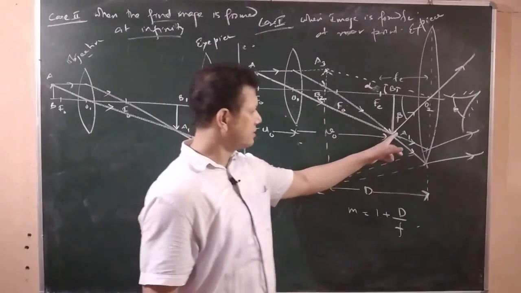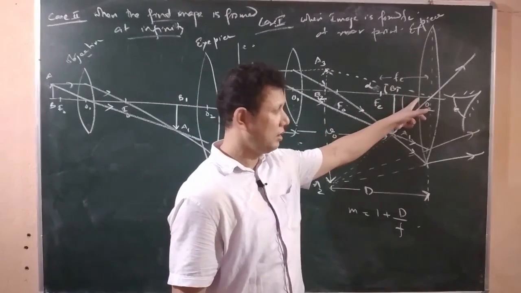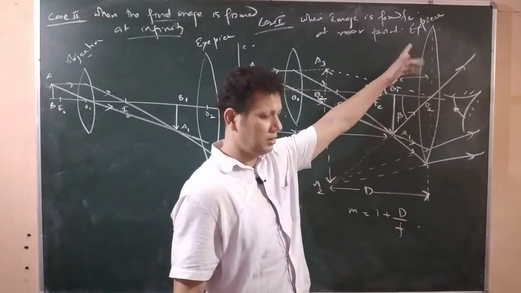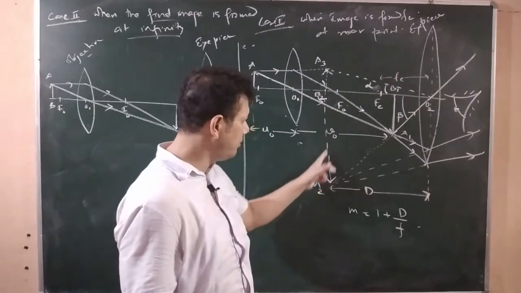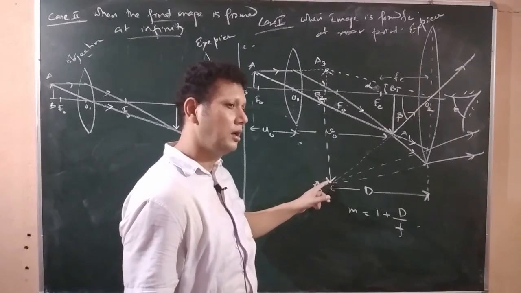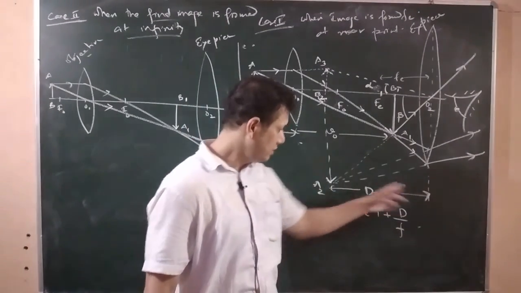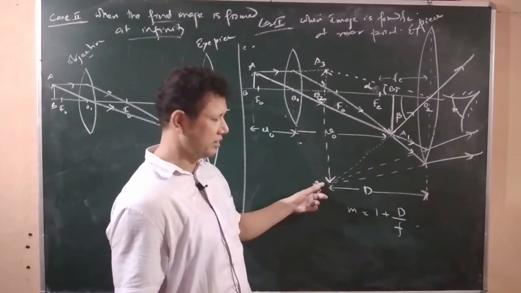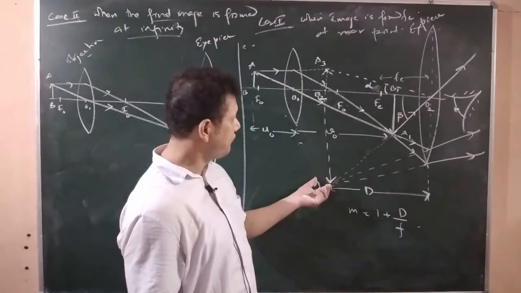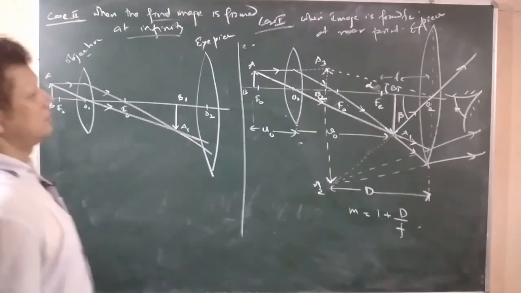Here the object A1B1 was placed within the focus of the eyepiece. Why? Because in that case only the final image will be formed at the near point, which will be inverted, highly magnified and inverted.